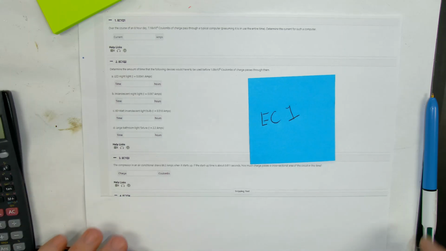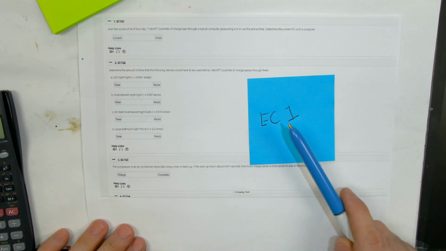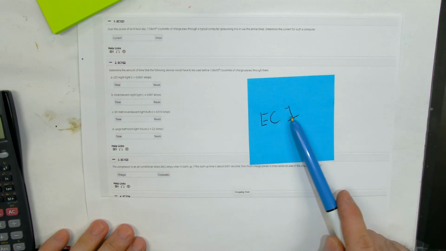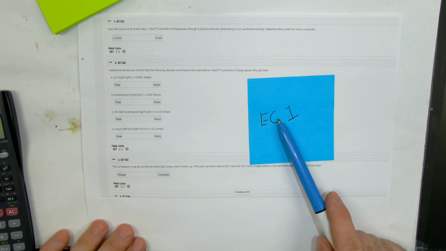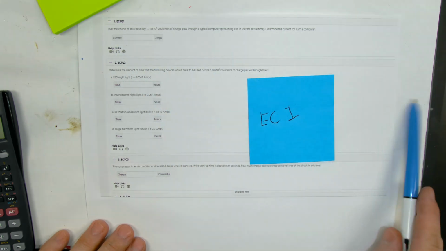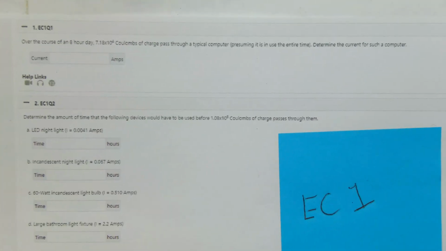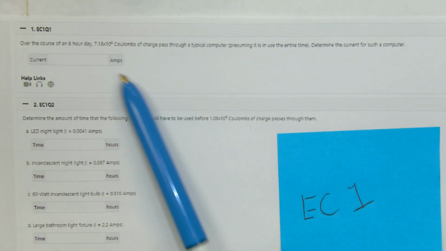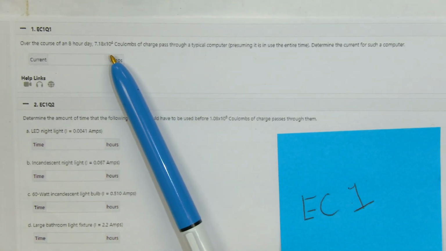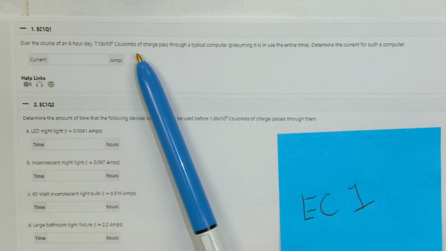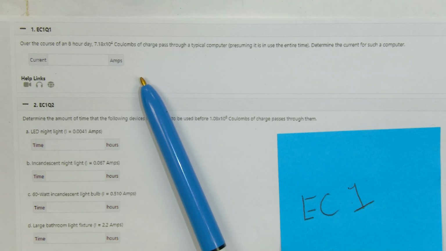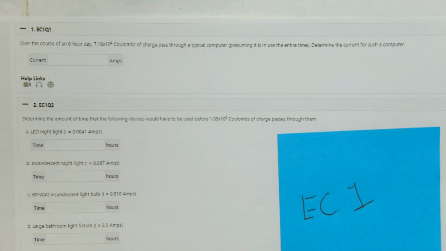All right, so we're here looking at some of the questions from the Physics Classroom. This is specifically EC1, for Electric Current 1. The first question I have here may be a little difficult for you to read, but I'll zoom in. It says, over the course of an 8-hour day, 7.18 times 10 to the fourth coulombs of charge pass through a typical computer. Presuming it's on the entire time, determine the current for such a computer.